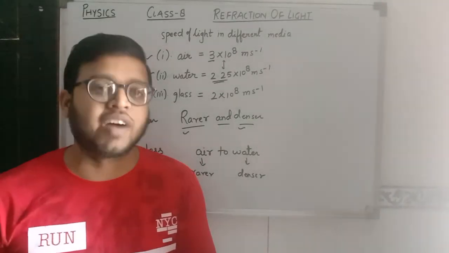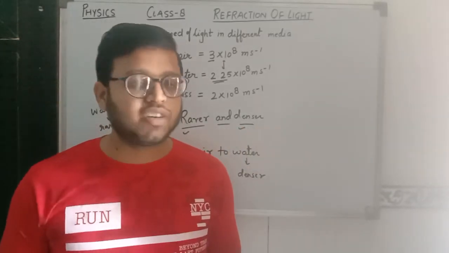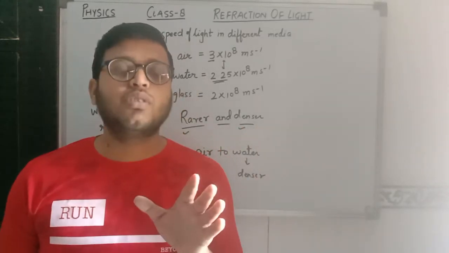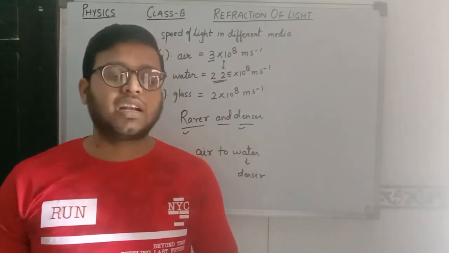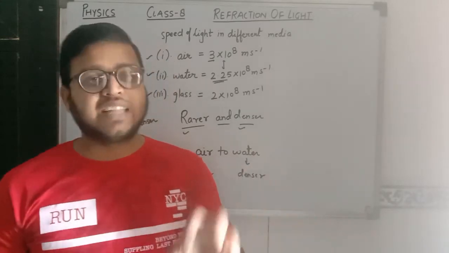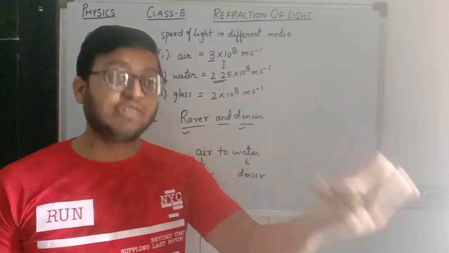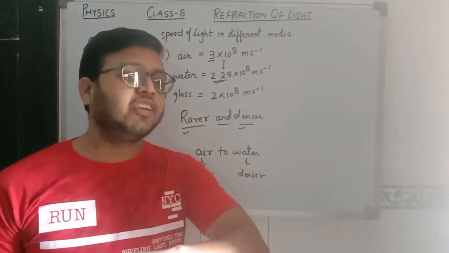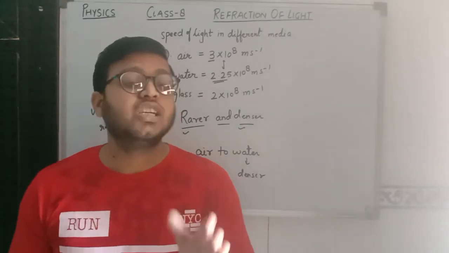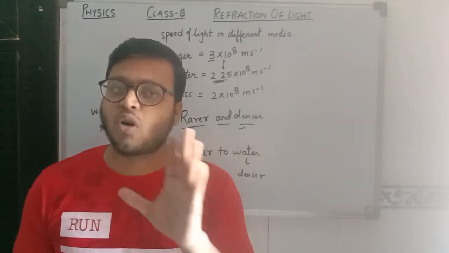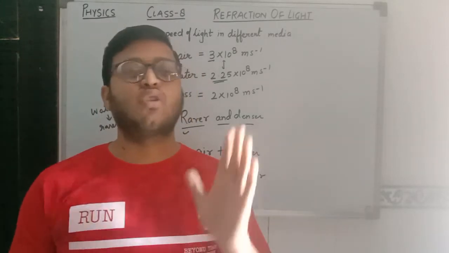So when you want to define rarer and denser medium, you can say there are two types of definition. The medium in which particles are closer together in comparison with the other medium is called the denser medium. The other definition is in terms of the speed of light. The medium in which the speed of light is more is called the rarer medium, and the medium in which the speed of light is less is called the denser medium.